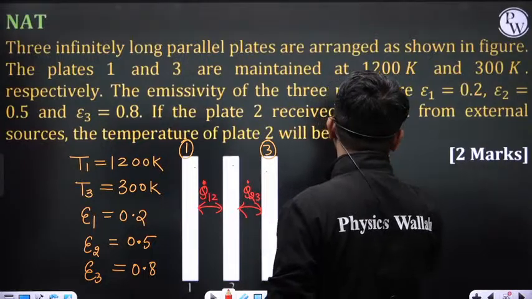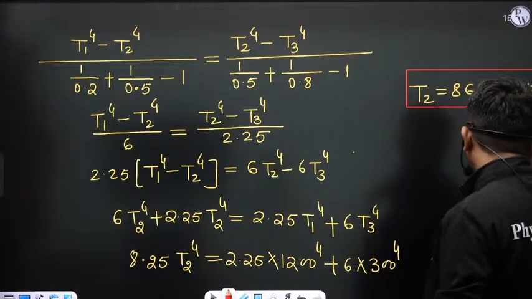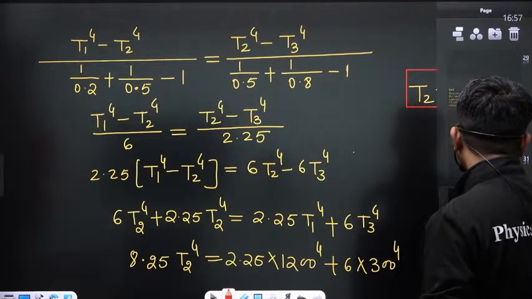869.437 Kelvin. This is the temperature of the plate 2.